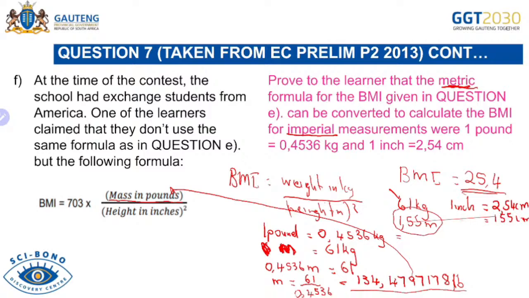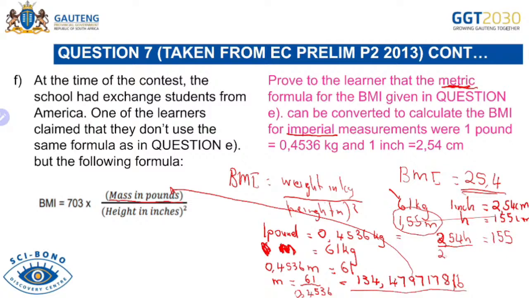Okay, and then we know that whatever we're looking for will now be in inches. What are we looking for now? We're looking for the height. Let's say H for the height. We cross multiply. H multiplied by 2.54, we get 2.54H equals 1 times 155, which is 155.